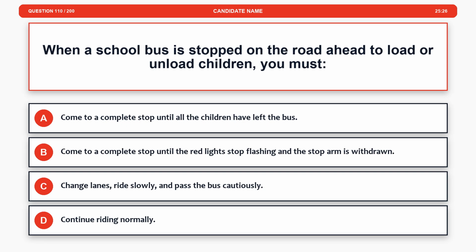Question 110. When a school bus is stopped on the road ahead to load or unload children, you must: Option A, come to a complete stop until all the children have left the bus. Option B, come to a complete stop until the red lights stop flashing and the stop arm is withdrawn. Option C, change lanes, ride slowly, and pass the bus cautiously. Option D, continue riding normally.